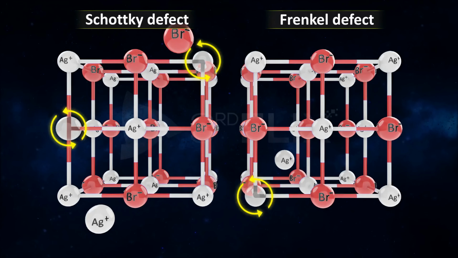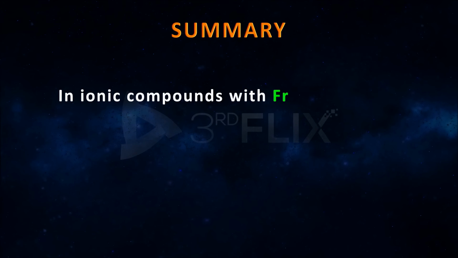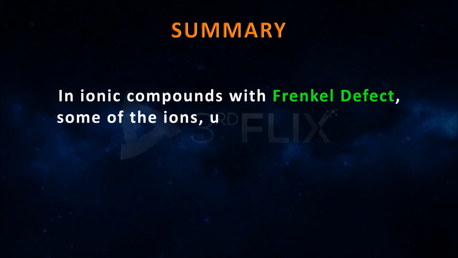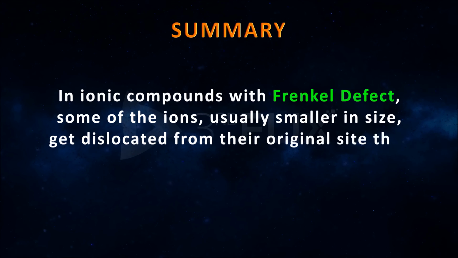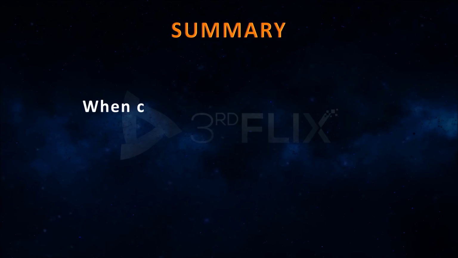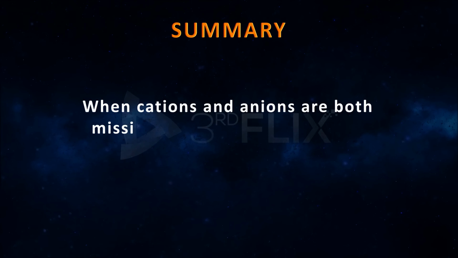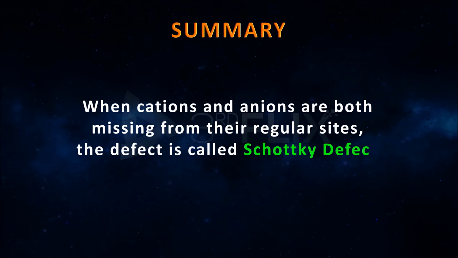Silver bromide shows both types of defects, that is, Schottky and Frenkel defects. Let's summarize. In ionic compounds with Frenkel defect, some of the ions, usually smaller in size, get dislocated from their original site, thus creating a defect. When cations and anions are both missing from their regular sites, the defect is called a Schottky defect.